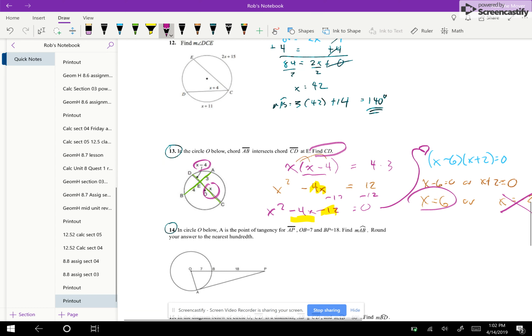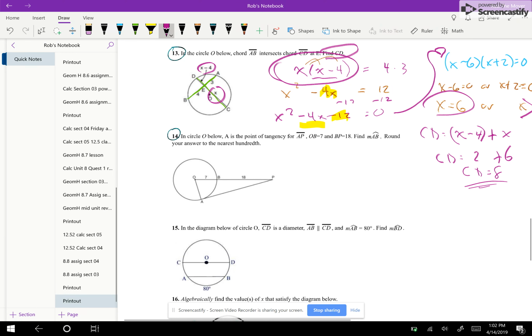But we want to find CD. I look in my problem, and CD is actually, and here's another place where you guys make a mistake, it's x minus 4, not times x, right? Some of you would say it's times x because you're used to using this formula right here. It's not times x, it's plus x. Okay, be very careful there. Okay, so it's 6 added to 6 minus 4, which is 2. So CD is 8. Okay.